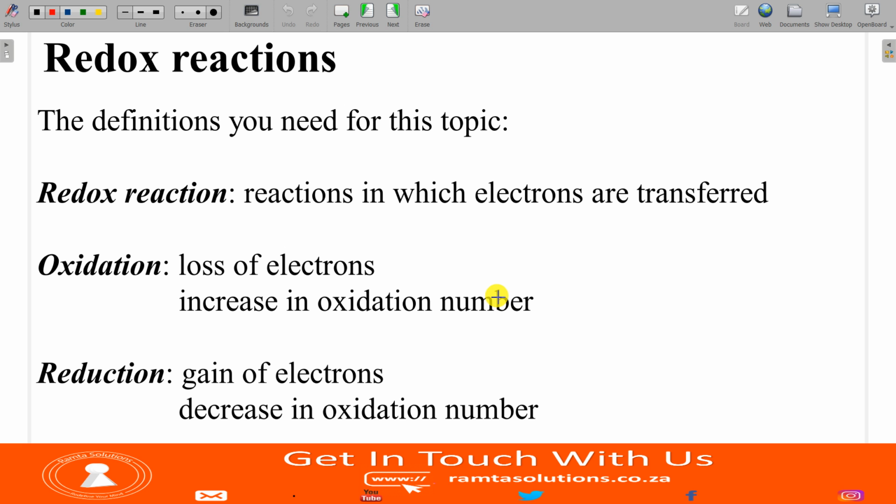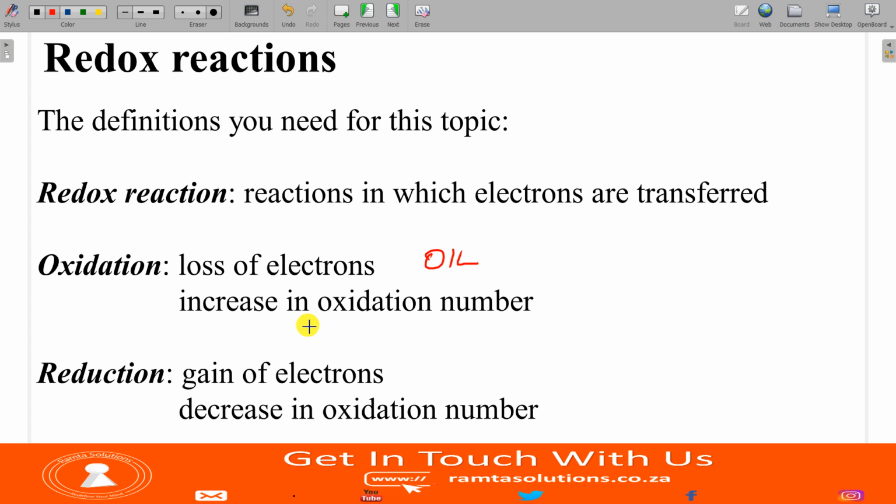So there are mnemonics that we use. Remember, mnemonics are things that we use to memorize. Normally for oxidation, the mnemonic that they like using is this one here. It's OIL. What is this? OIL means oxidation is loss. And there's this one, increase in oxidation number is oxidation.